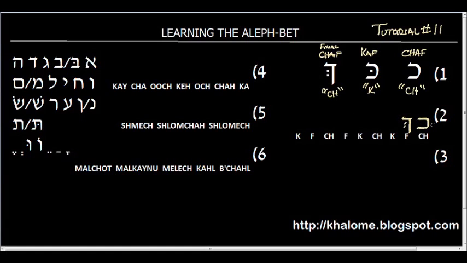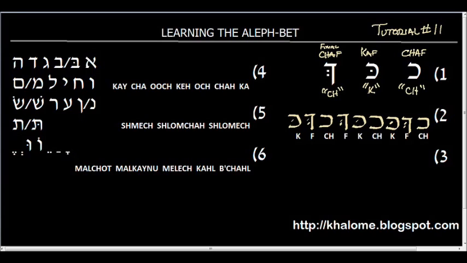The kaf is just like the first one we did, except it's going to have a dagesh in the middle. If we continue on with that, let's go ahead and do our chaf, kaf, the final chaf, and one more time, just for the sake of clarity. And then finally this kaf.